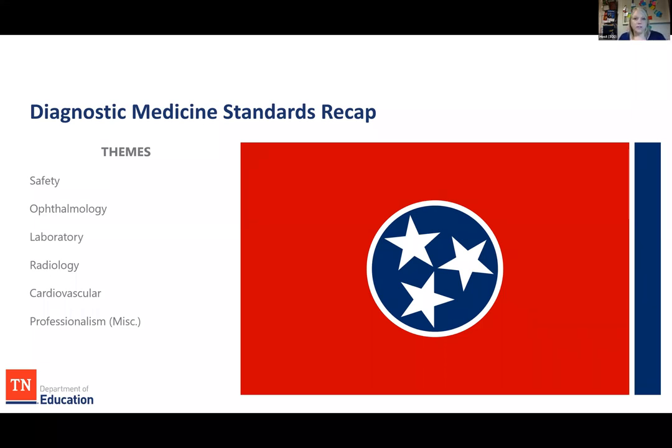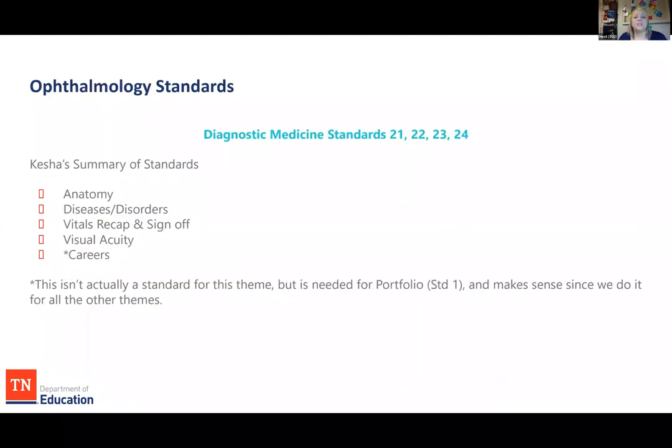And specifically for this session, we're gonna look at that ophthalmology standard. Those ophthalmology standards are standards 21, 22, 23, and 24. I did provide you those and they're easy to look up. If you teach this class, I'm sure you have the standards, but those are the main ophthalmology standards. Breaking them down real easy, one of them talks about anatomy, another is about diseases and disorders.